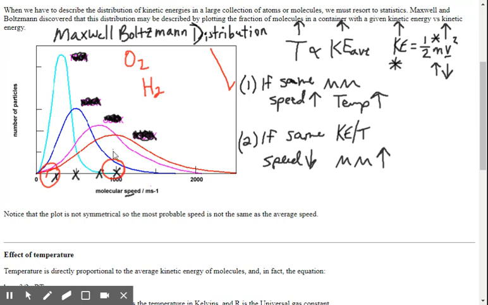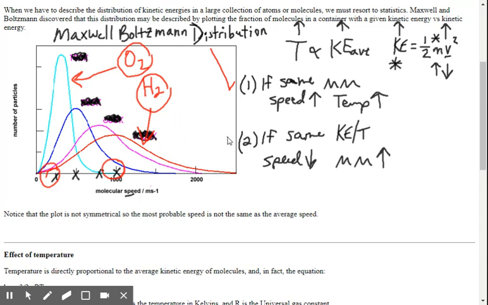What I see here is that the speed of the red line is greater than the speed of my teal line. And we also know that lighter things move faster. So this red line is probably H2 because H2 has a smaller molar mass than O2. This teal line could potentially be O2 because O2 has a greater molar mass than H2. Therefore, it will have a slower speed.